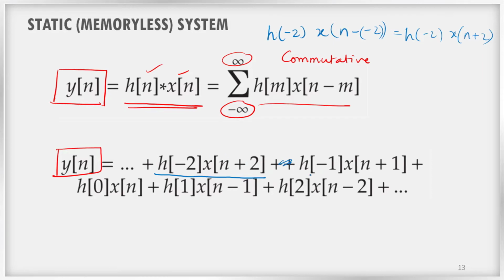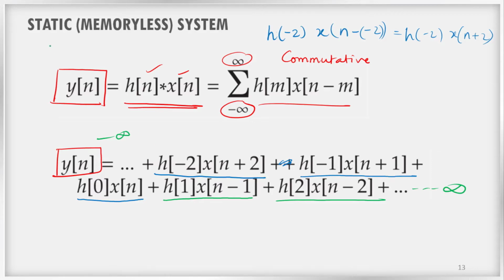Here, if you look, you can see h of minus 1 into x of n plus 1, and we are reaching 0, h of 0 into x of n, and it continues like h of 1 into x of n minus 1 and h of 2 into x of n minus 2, etc. It goes up to infinity and starts from minus infinity. This is how we expand this output term.